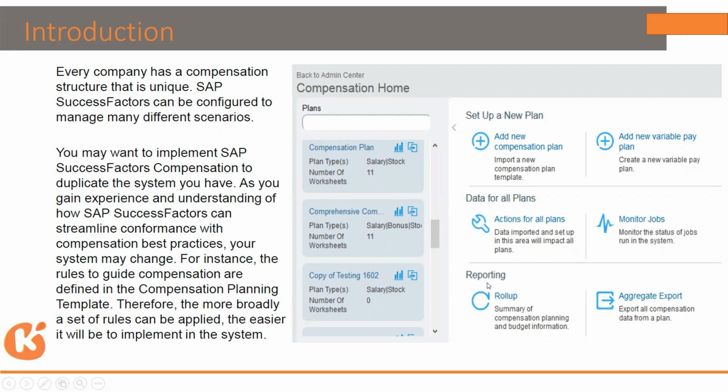Then you have reporting. Reporting is just the roll-up report that we talked about. If you want to pull out all those statistics, like who is doing the roll-up, you can pull them out from here. And then there is an aggregate export. Whatever you've done in compensation, it will give you all these reports.